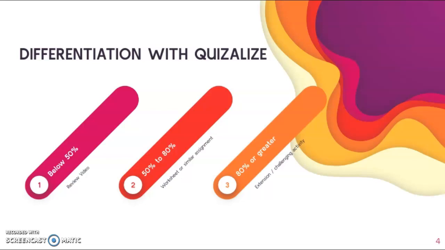If they score between 50 and 80%, again, you can choose which activity you want them to do next. So a suggestion from Quizalize is to complete a worksheet or a similar assignment to what they just did. And lastly, if the student scores 80% or greater, you can do an extension or a more challenging activity for those students. So depending upon the outcome of the practice quiz that they took, you can set up what activities you want students to complete based on that score.